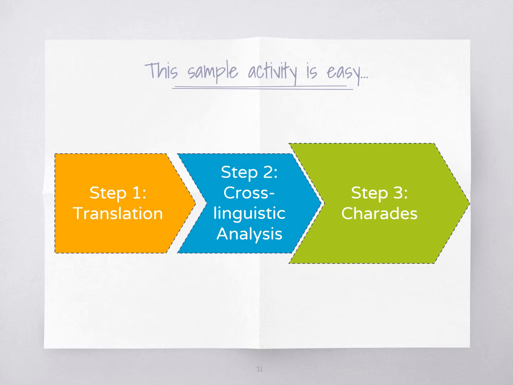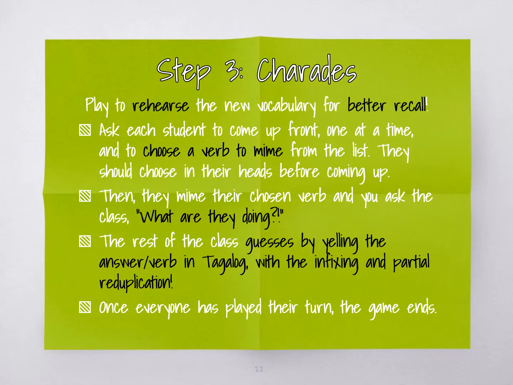Step 3, charades. Finish off this activity by playing a game of charades. This will help your students rehearse the new vocabulary for better recall. First, ask your students to come up front, one at a time, and to choose a verb to mime from the list that you came up with from step 1. They should choose in their heads before coming up. Then, they mime their chosen verb in front of everybody, and you ask the class, "What are they doing?" The rest of the class will guess by yelling the answer or the verb in Tagalog, with the infixing and partial reduplication. For example, if I were to mime someone eating, the class should yell, "kumakain."